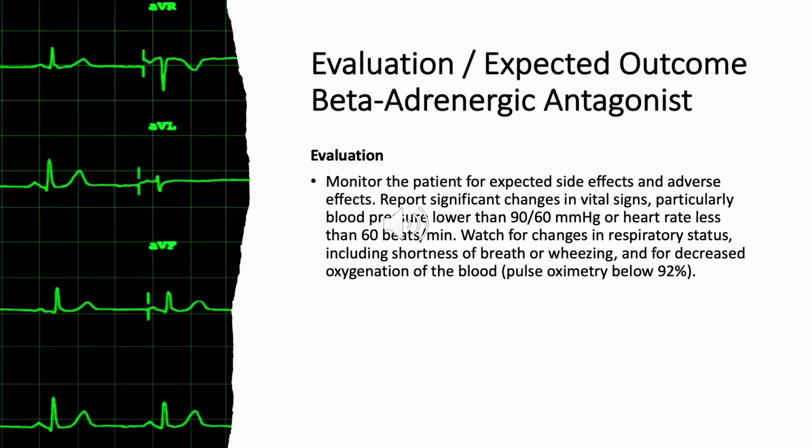The evaluation and expected outcome of a beta-adrenergic antagonist: monitor the patient for expected side effects and adverse effects. Report significant changes in the vital signs, particularly blood pressure lower than 90/60 millimeters of mercury, or heart rate that may be less than 60 beats per minute. Watch for changes in respiratory status, including shortness of breath or wheezing, and for decreased oxygenation of the blood, a pulse oximetry that may be below 92%.